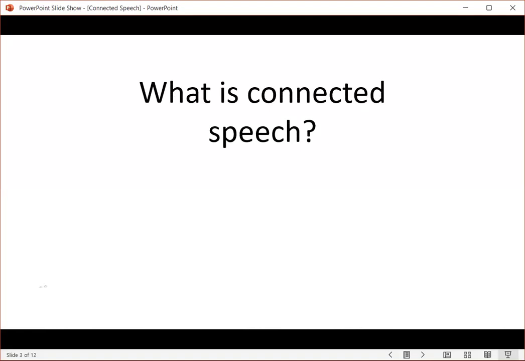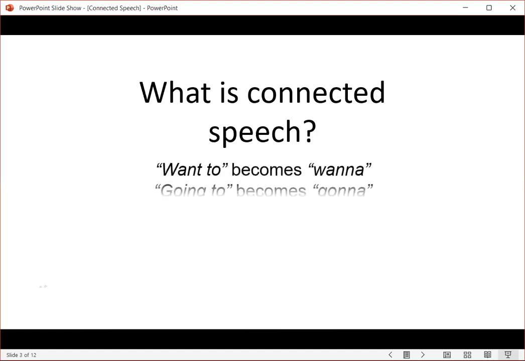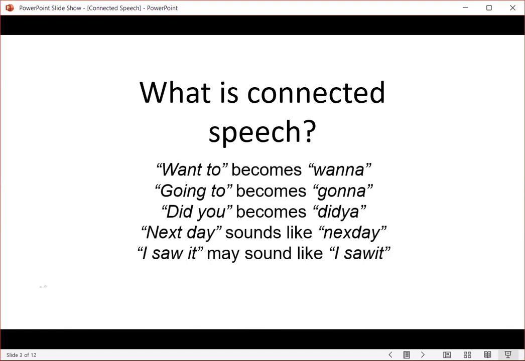Connected speech is how words run together in natural spoken language, making it smoother and faster. Instead of saying each word clearly and separately, speakers often link or change sounds. For example, "want to" becomes "wanna," "going to" becomes "gonna," "did you" becomes "did ya," "next day" sounds like "next day," "I saw it" may sound like "I saw it." These changes include linking sounds, dropping sounds, elision, or blending them, assimilation, helping speech flow more naturally.